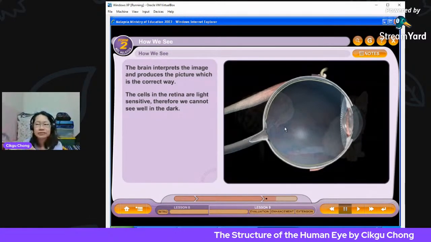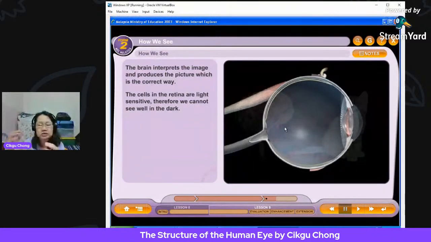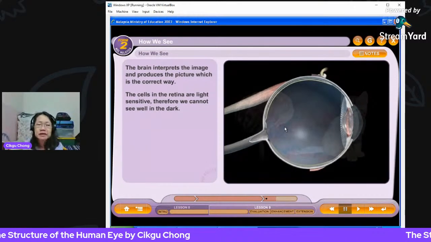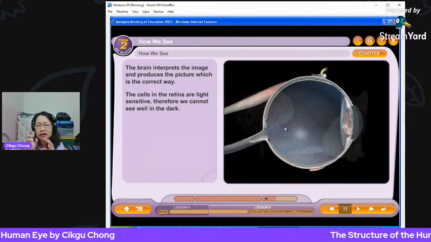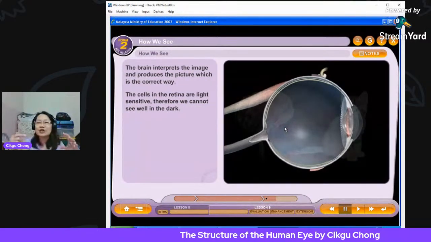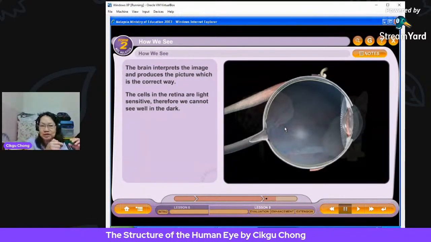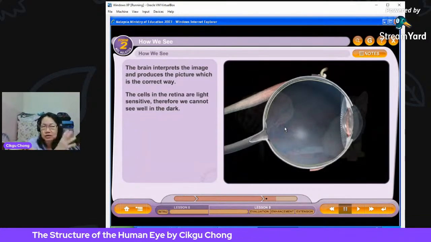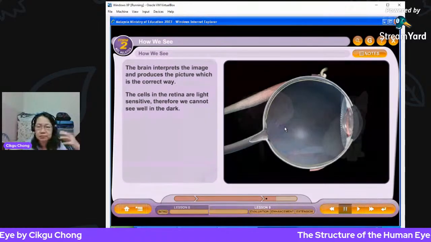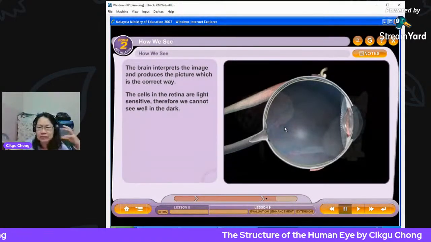So the image goes into your eye. I mean, the light goes into your eye, and then you have the image form. Then after that, the receptor at the retina will produce the impulse, and then it will go all the way to the brain. The brain will gather the information and then process. It's like a processing center. Okay, process. What is it? What am I supposed to do now?